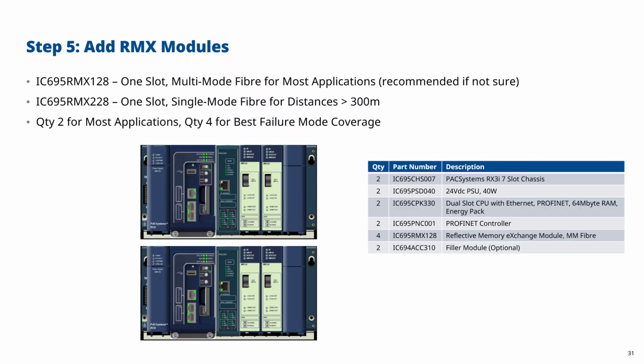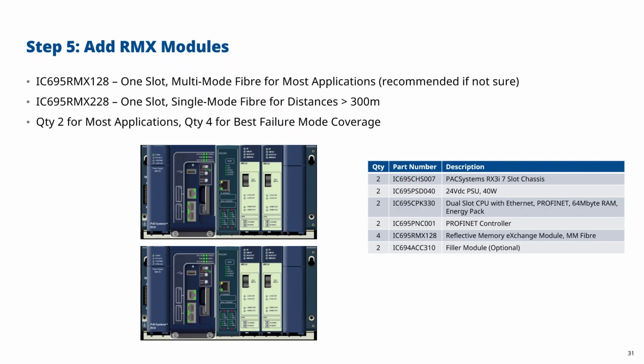And then we need the actual synchronization modules. The synchronization modules are based on reflective memory, and they have part number IC695 RMX. So we've got our standard RMX128. This is a single slot module that has multi-mode fiber. Multi-mode fiber will support distances of up to 300 meters between your controllers using a pair of multi-mode fibers.